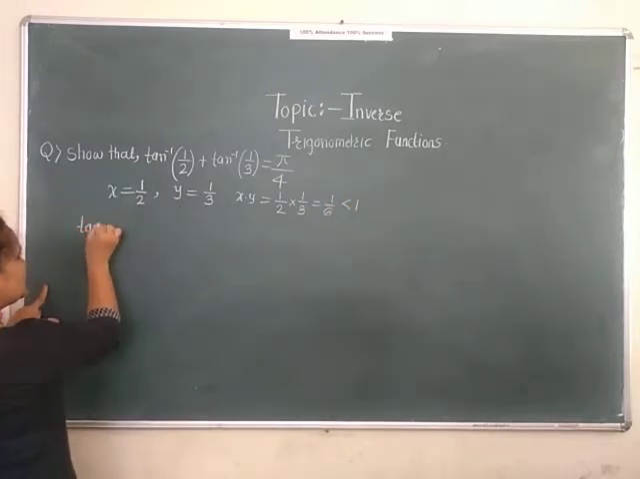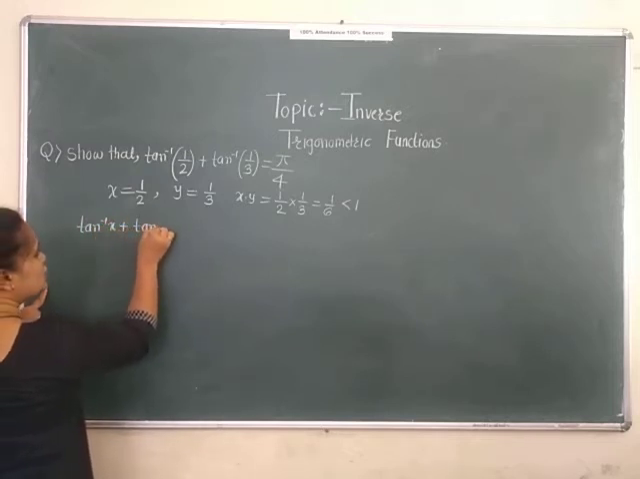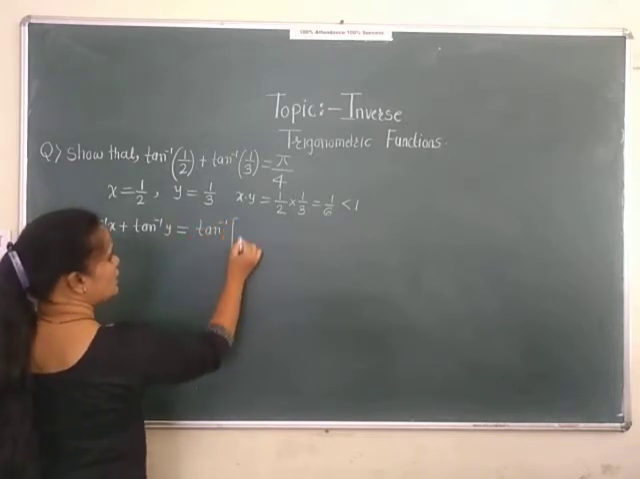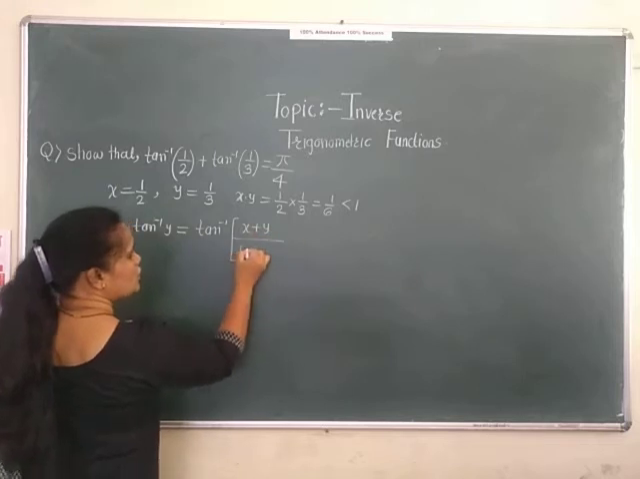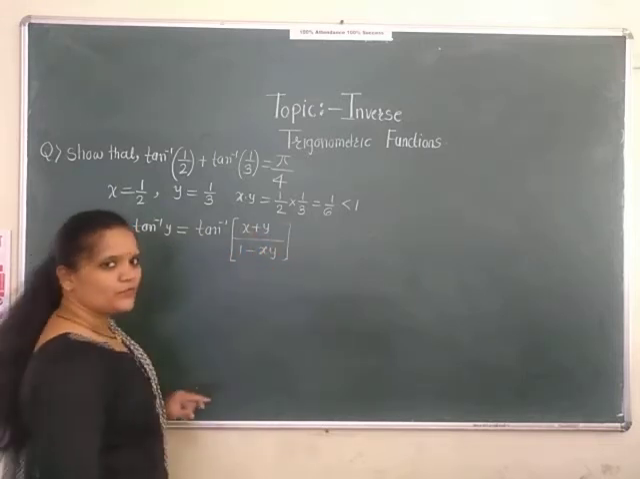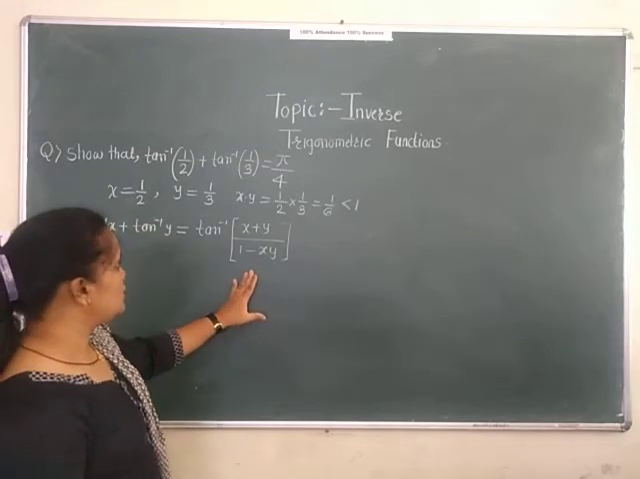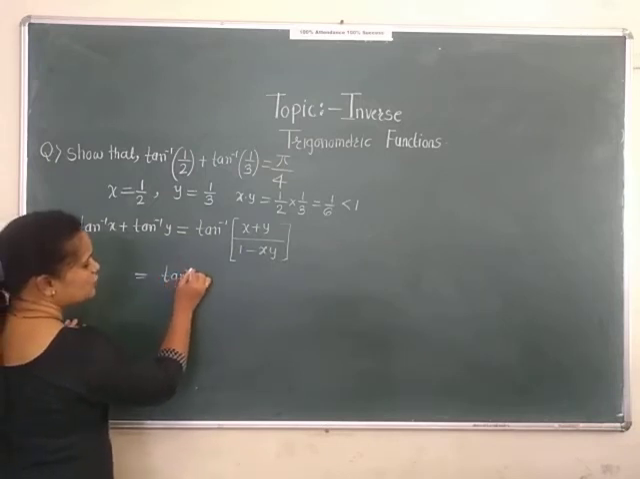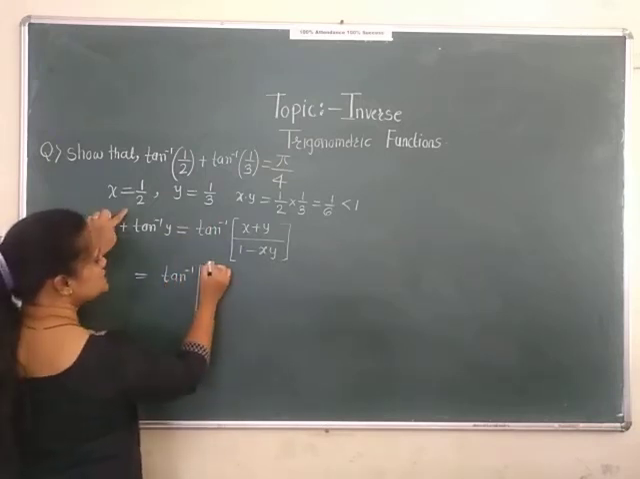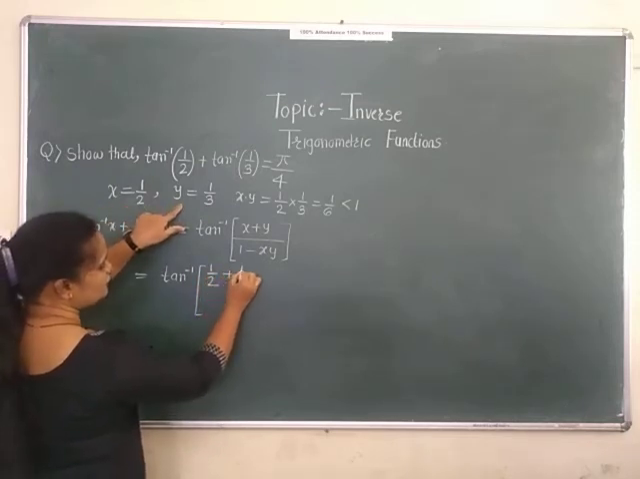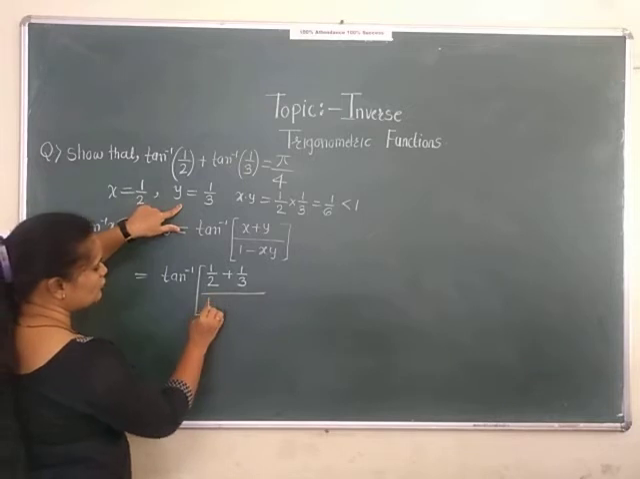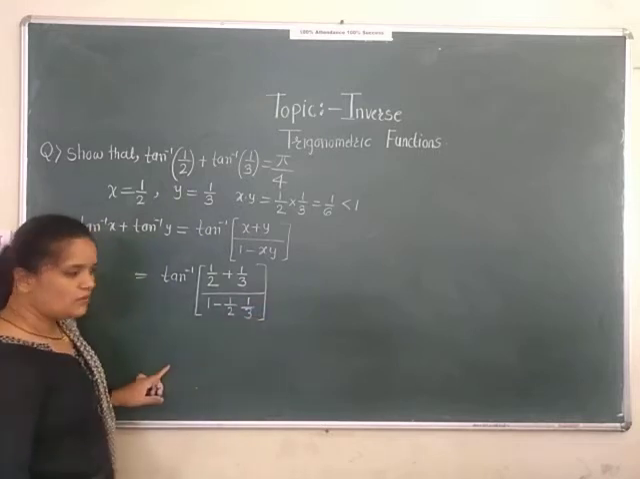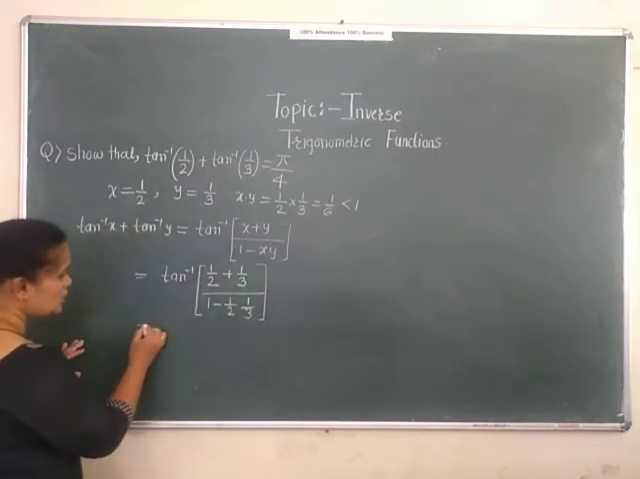This formula, tan inverse of x plus tan inverse of y is equals to tan inverse of x plus y upon 1 minus x into y. Okay, we have to learn this formula. Just put the values, x की value और y की values यहाँ पर put करेंगे. What happens here? Tan inverse of x is 1 by 2, y is 1 by 3 divided by 1 minus 1 by 2 into 1 by 3. Now this type of calculations we can do easily.